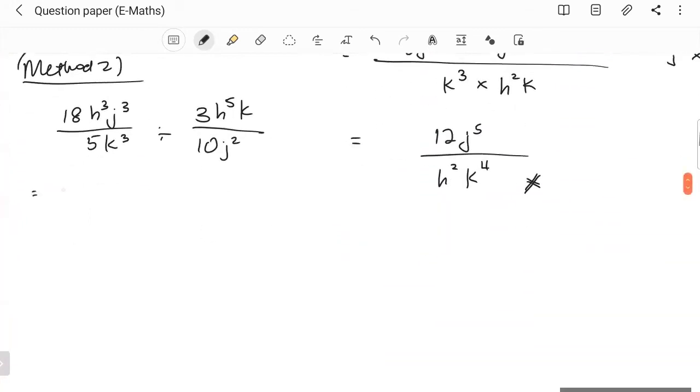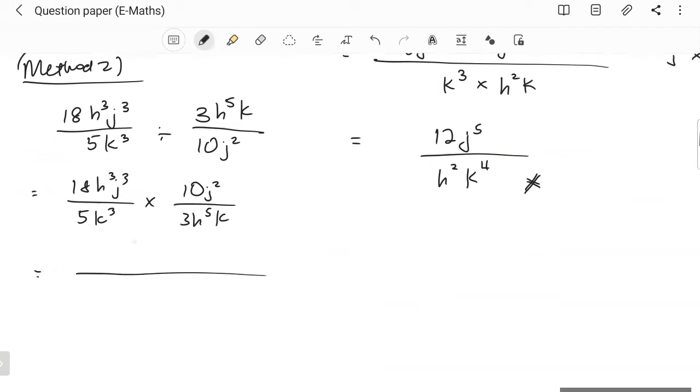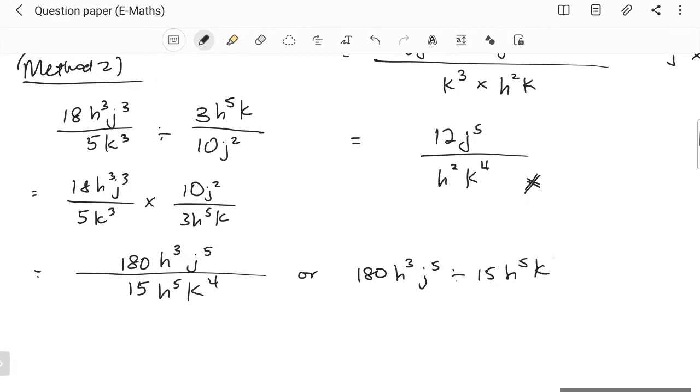They do the same thing, they flip first. Then, instead of cancelling, they actually multiply the whole thing together. So they will have 18 times 10, so they have 180, h cubed and j power 5. Then they divide by 15, h power 5, k power 4. From here, then they cancel. Or they can also write it as 180 h3 j5 divide by 15 h5 k power 4.